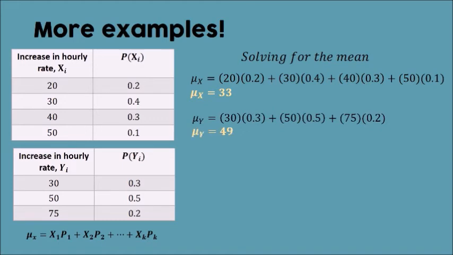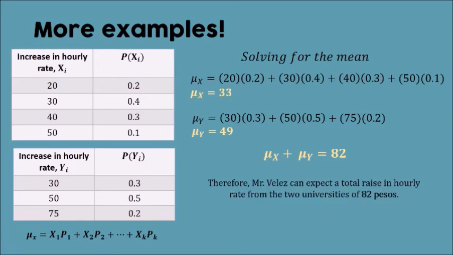Lastly, we need to add these both values in order to know what Mr. Velez's expected total raise in hourly rate from both universities is. Mean of X, which is 33, plus mean of Y, which is 49, is equal to 82. Therefore, Mr. Velez can expect a total raise in hourly rate from the two universities of 82 pesos.